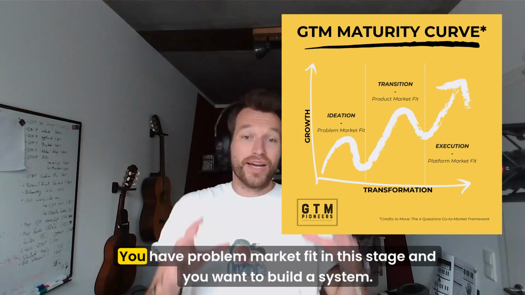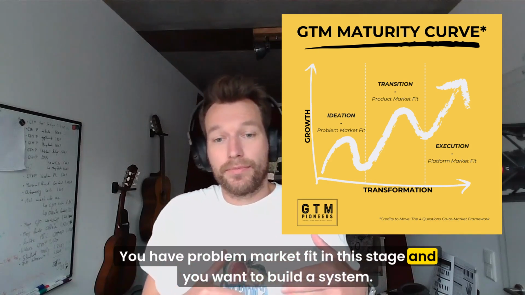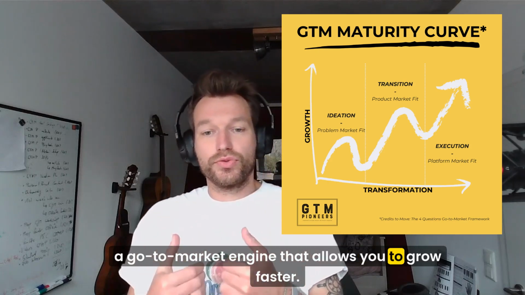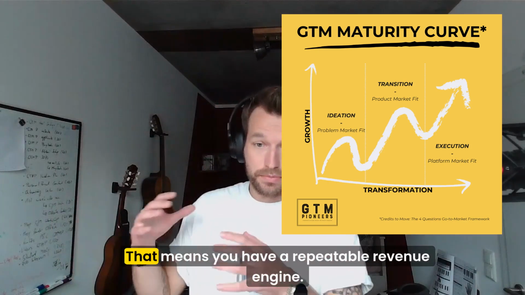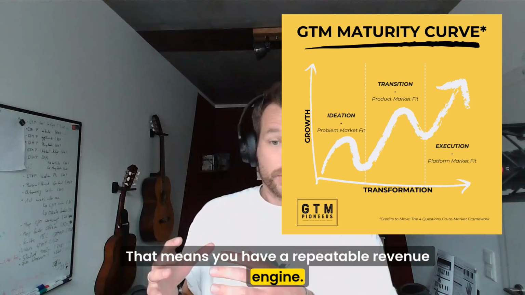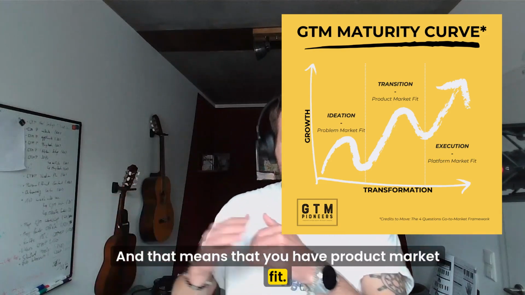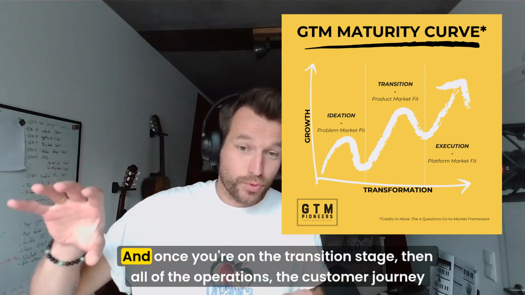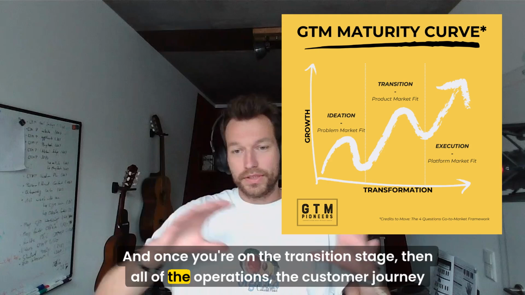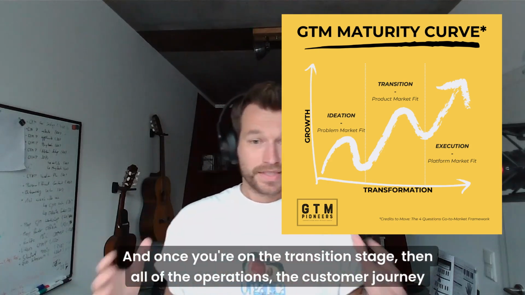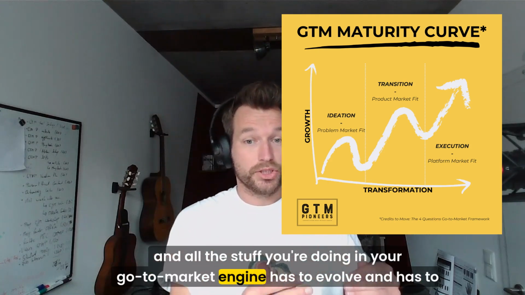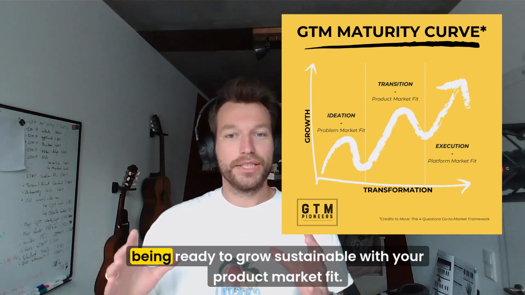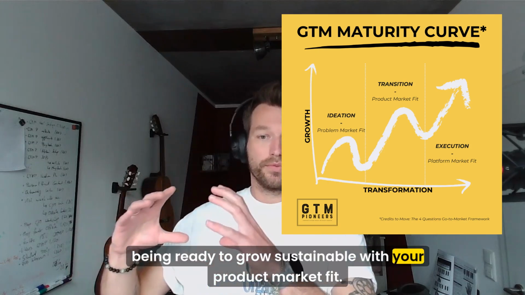So what does it mean? You have problem market fit in this stage, and you want to build a system, a go-to-market engine that allows you to grow faster. That means you have a repeatable revenue engine, and that means that you have product market fit. That's the point when you can move over to the transition stage. And once you're in the transition stage, then all of the operations, the customer journey, and all the stuff you're doing in your go-to-market engine has to evolve and develop into the readiness of being ready to grow sustainably with your product market fit.